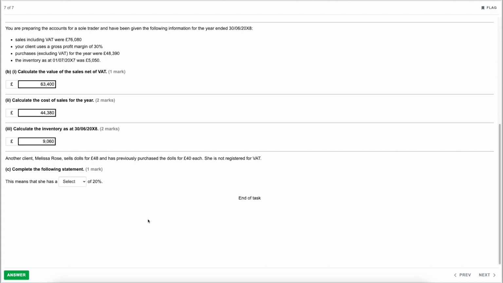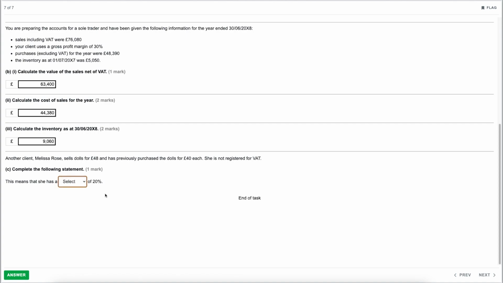Right then, the last question. Another client, Melissa Rose, sells dolls for £48 and has previously purchased the dolls for £40 each. She is not registered for VAT. Part C then, for 1 mark, complete the following statement. This means she has a, and we've got to select between markup and margin of 20%.